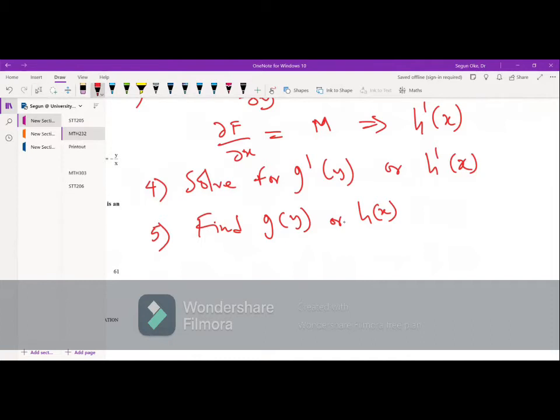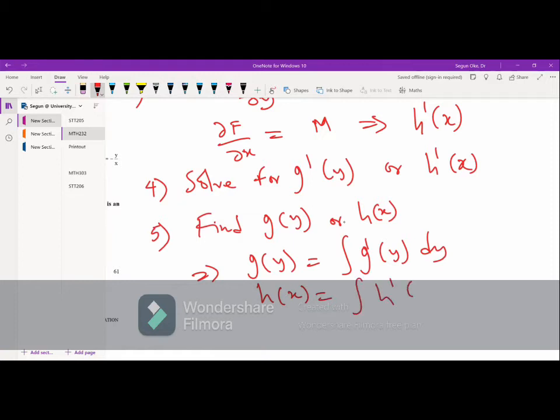How do we do that? If I'm finding g of y, it's simply g of y equals the integral of g prime of y dy. If I'm doing the x, h of x will be equal to the integral of h prime of x dx. So that's how we do that.